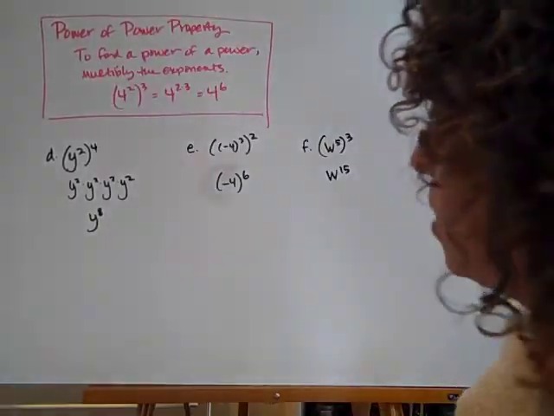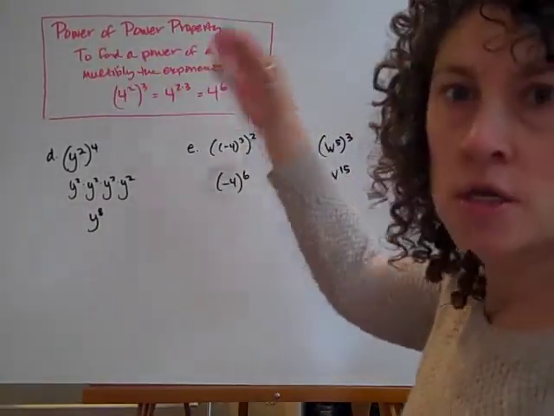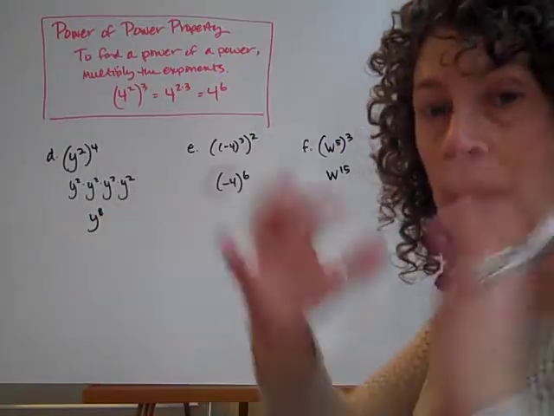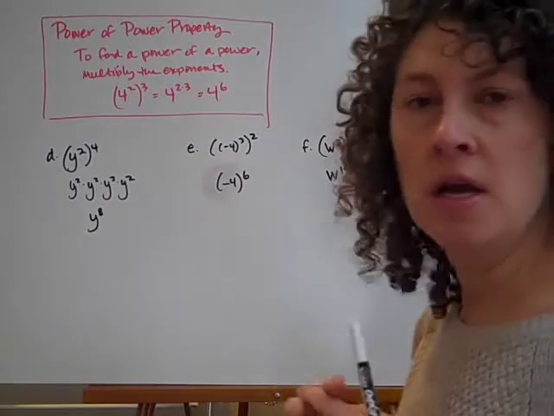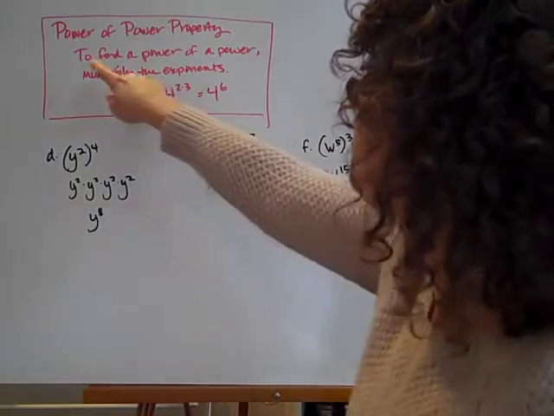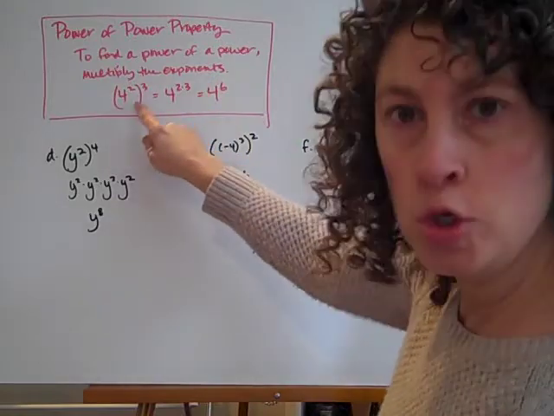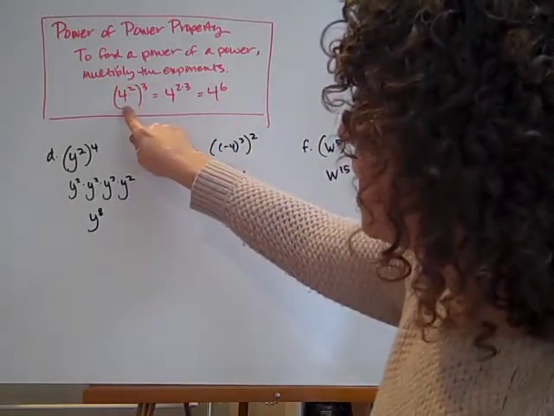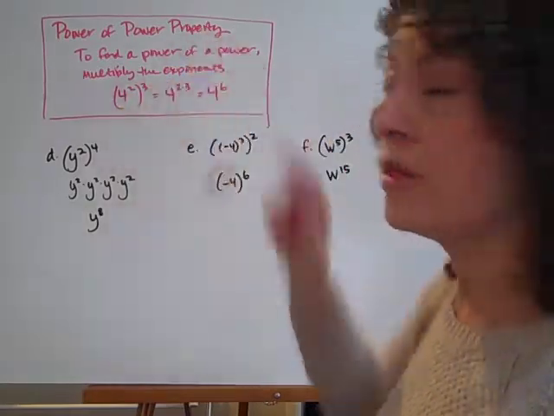All right, and our next property that we have here, the power of a power. This is a power on top of a power. We're kind of nesting them. It's kind of like our nesting dolls in our last example. To find a power of a power, multiply the exponents. So notice here I don't have two bases. I have 4 to the second, and now this is the base with the third power.